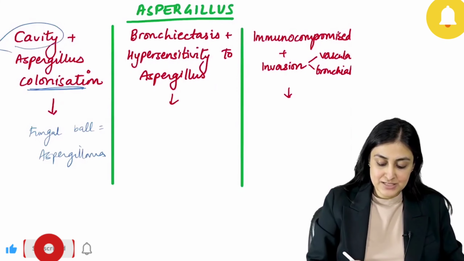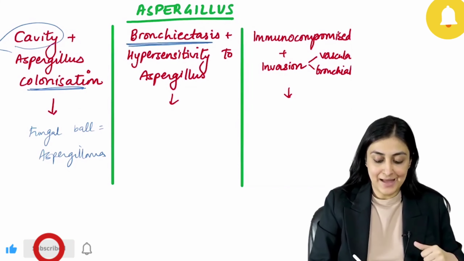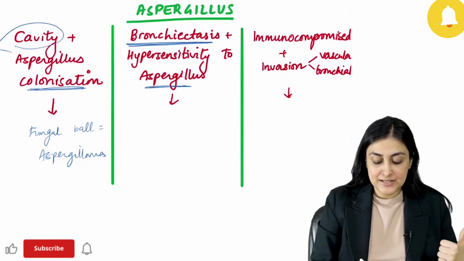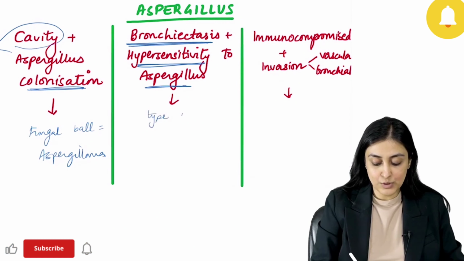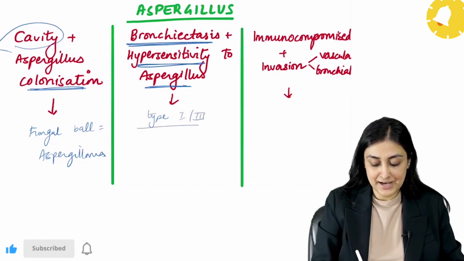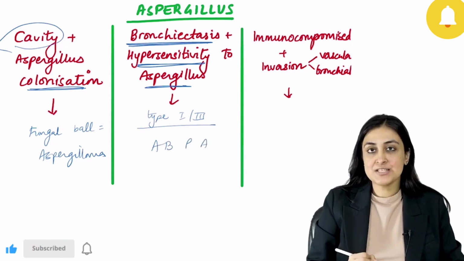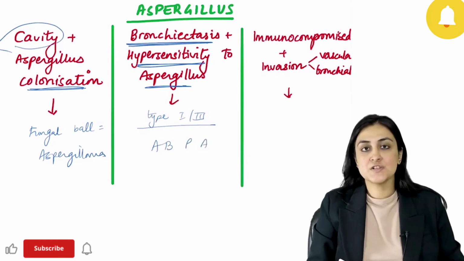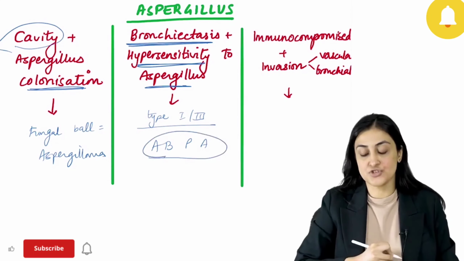Looking at the next manifestation, when you have underlying bronchiectasis because of some reason and the aspergillus creates a hypersensitivity reaction, which is usually a type 1, type 3 hypersensitivity reaction, that is called ABPA. So that is a hypersensitivity reaction. Again, the aspergillus is not invading. So this is allergic bronchopulmonary aspergillosis.